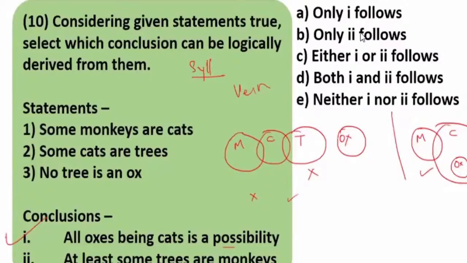Next, at least some trees are monkeys. Don't pay attention to the word at least. It simply means some trees are monkeys. That means it is a normal conclusion. That means some trees are monkeys has to be true in all the possible Venn diagrams.